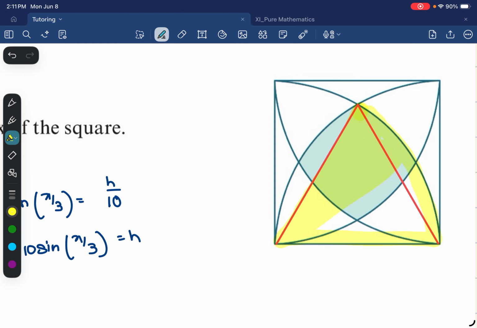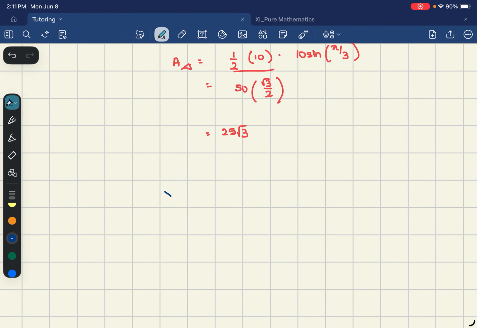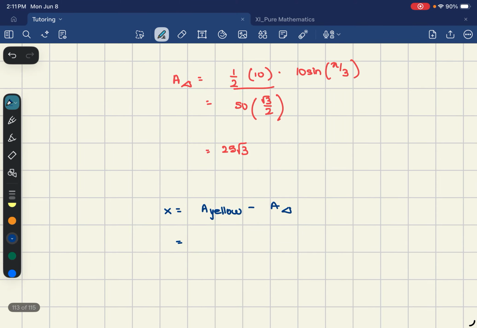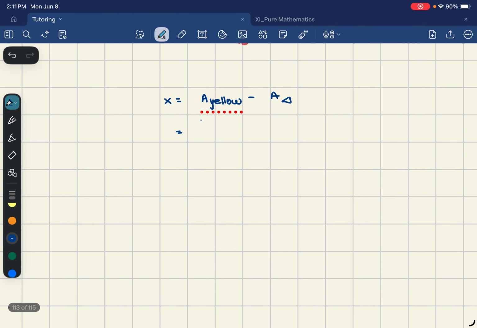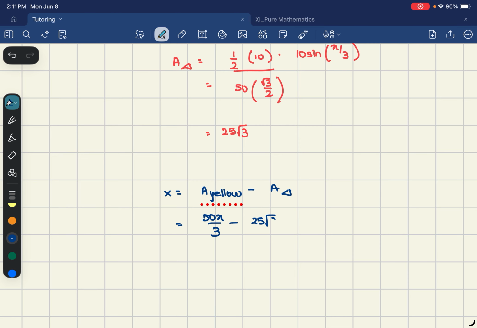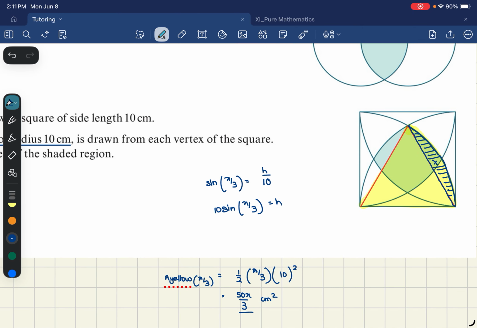So if you think about it, if I do area of the yellow sector minus the area of the triangle, I get this part. I'm going to call this region X. All right, so how do I find X? X is the area of the big yellow sector minus the area of the triangle. And what is the area of the yellow sector? Well, it was this. Minus the area of the triangle, which is just 25 root 3. All right, so now I know what X is.